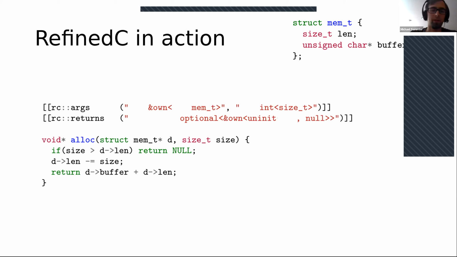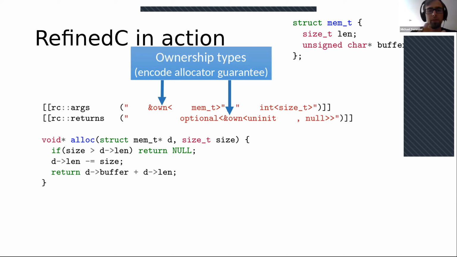Here, for example, you specify the types of the arguments and the return value. And you can see here an own pointer type, which says that this pointer we get as the argument is an own pointer type. So we exclusively own the state of the allocator and can freely manipulate it. And then we also return ownership of the allocated memory, which is the separation logic specification you expect from an allocator.